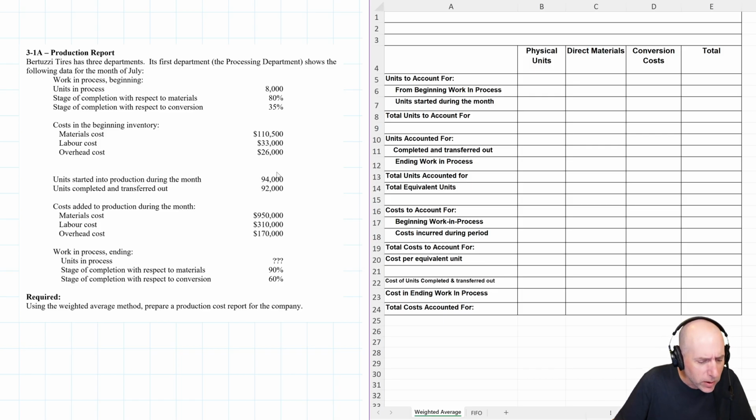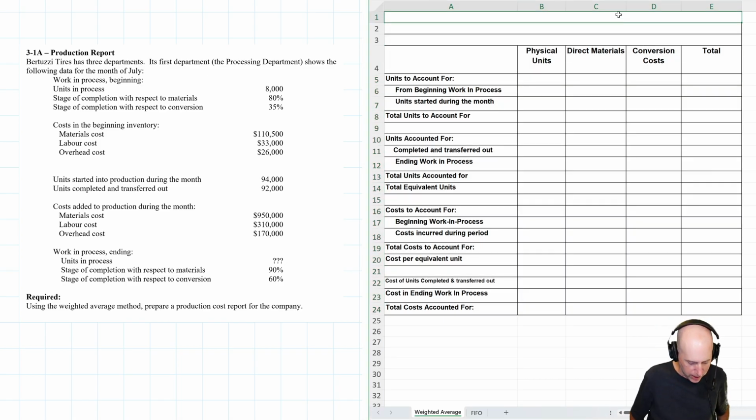3.1a, production report. Bertuzzi Tires has three departments. Its first department, the processing department, shows the following data for the month of July. So I'm actually going to start with a title before I even read any of the data. Name of our company, Bertuzzi Tires. Name of the report we're preparing, production report, sometimes called the production cost report.